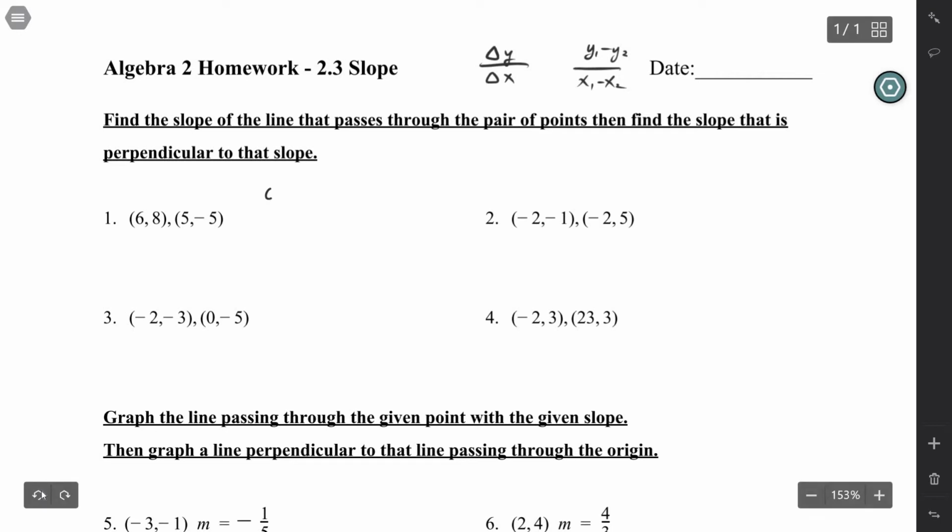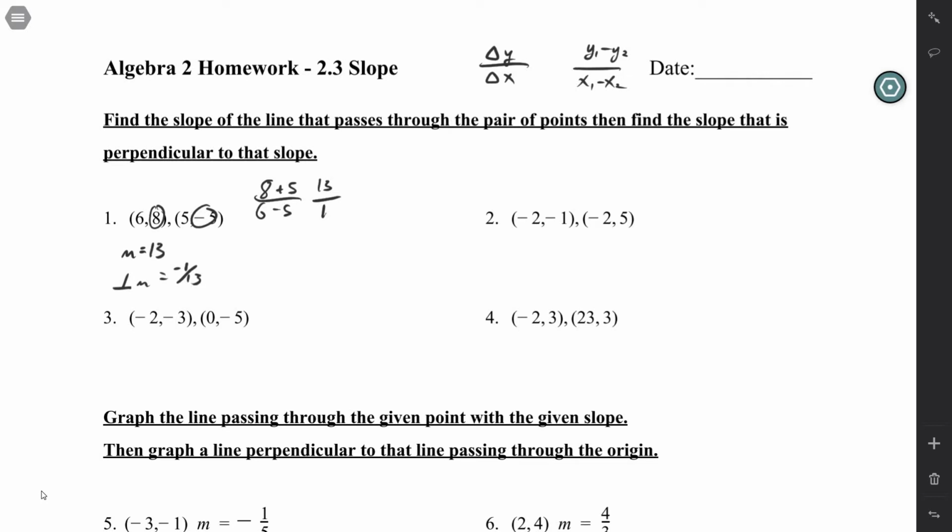Let's see, 6 minus 5, I'm doing this backwards already. 8 minus negative 5, that's this y here, over 6 minus 5. So we've got 13 over 1. So m equals 13, it's just 13. And then the perpendicular, I'm going to do that, perpendicular slope equals -1 over 13, just the negative reciprocal. What about this one here?